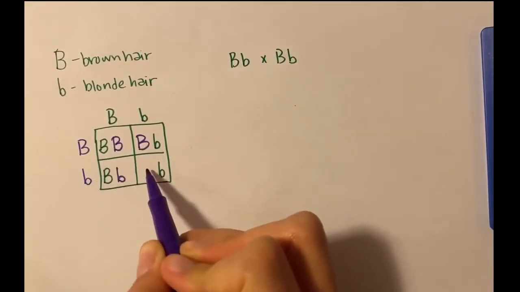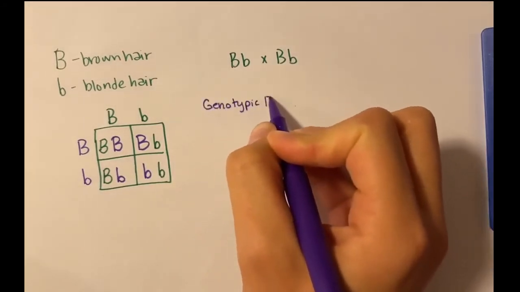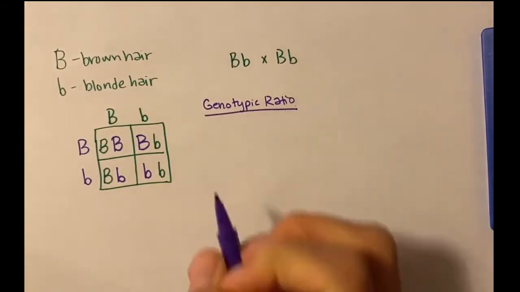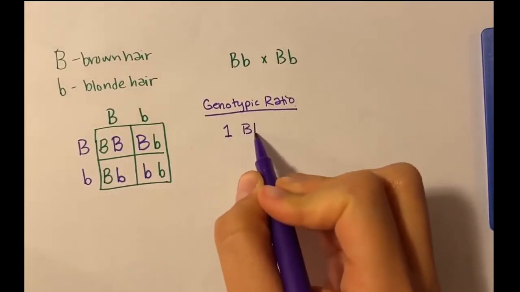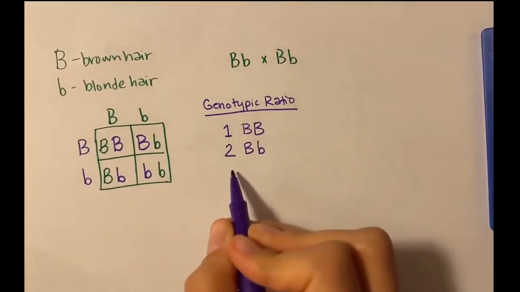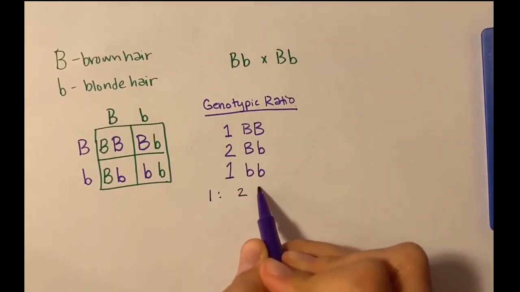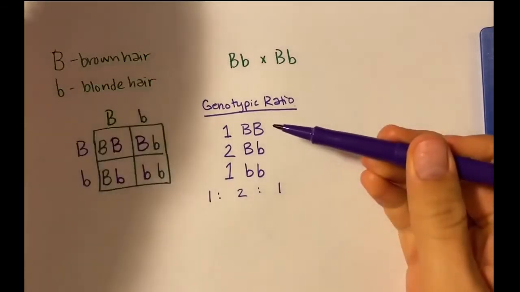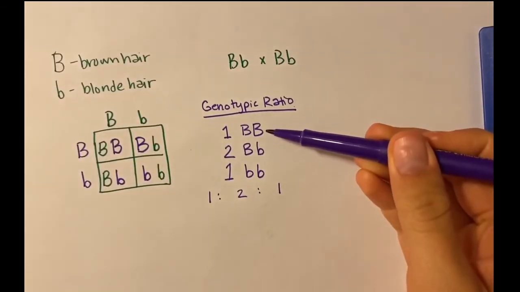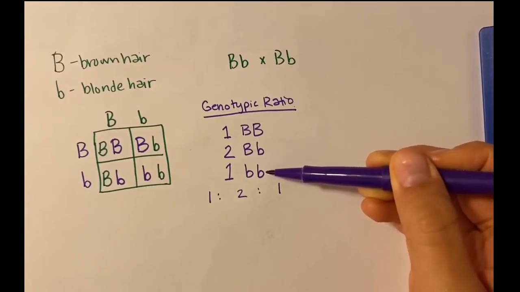The 4 genotypes that you just filled represent the 4 possible combinations that can result in the offspring of those 2 parents. And notice that there are different genotypes this time. List out how many of each genotype you notice. I see 1 big B, big B, 2 big B, little b, and 1 little b, little b. This is your genotypic ratio, 1 to 2 to 1. 1 homozygous dominant individual, 2 heterozygotes, and 1 homozygous recessive individual.